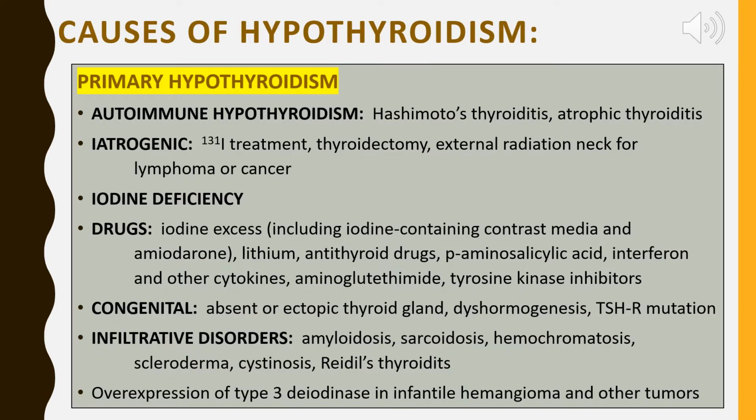Primary hypothyroidism is commonly caused by autoimmune hypothyroidism, iatrogenic causes, and iodine deficiency. Iatrogenic causes include post-radioactive iodine treatment for hyperthyroidism, thyroidectomy, or external radiation of the neck. Drugs containing high doses of iodine, such as amiodarone and iodine contrast media, can likewise cause hypothyroidism. Congenital abnormalities such as absent or ectopic thyroid gland and infiltrative disorders will all possibly cause primary hypothyroidism.